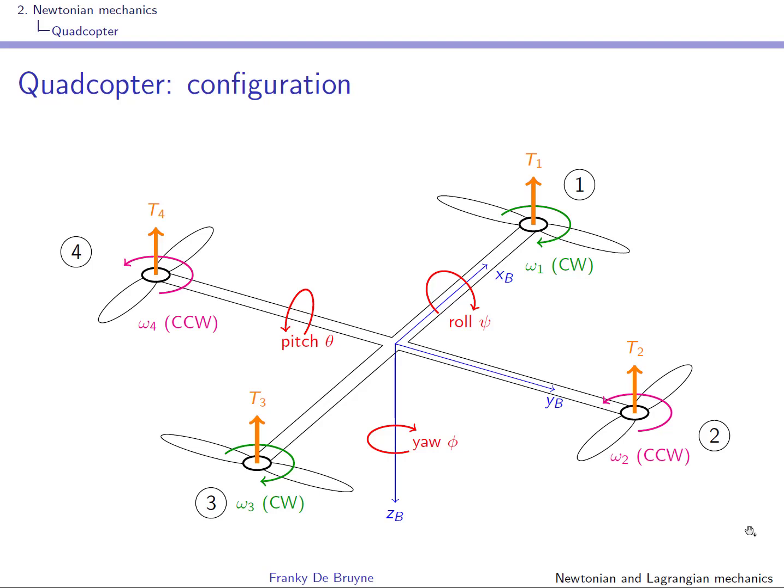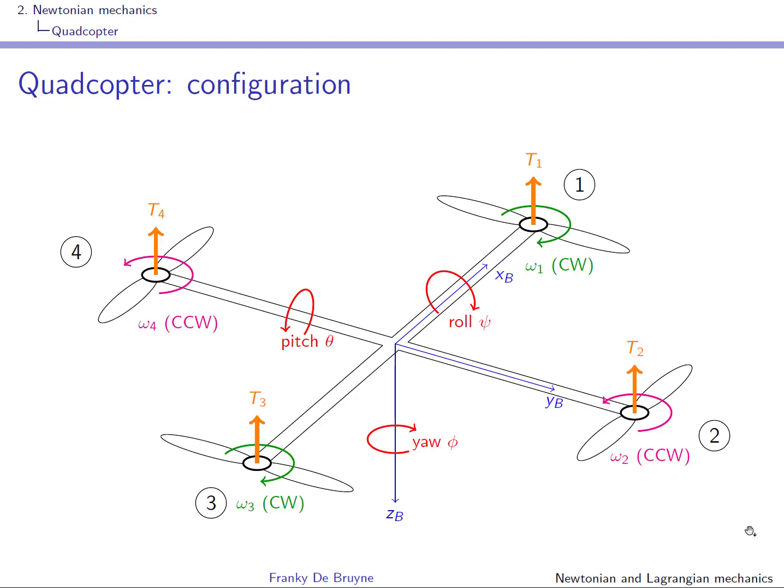Okay, let us now apply what we have seen to the quadcopter. So the quad configuration that we have here is the plus configuration. You also have other configurations such as the X configuration. As the name suggests, quadcopter means 4 rotors, and they are numbered here 1 to 4. And you see that rotors 1 and 3 are turning clockwise, whereas rotors 2 and 4 are turning counterclockwise.